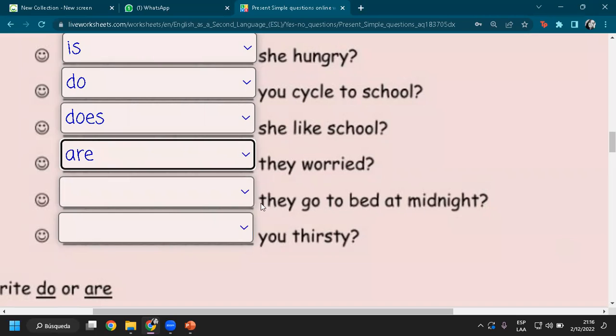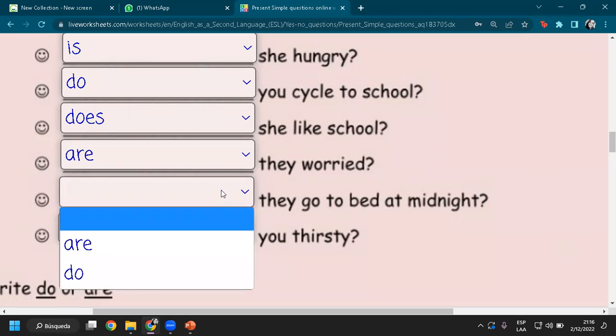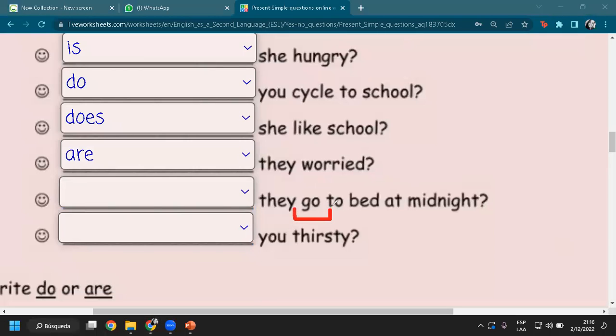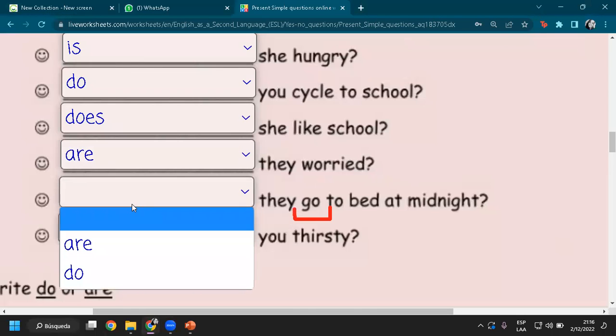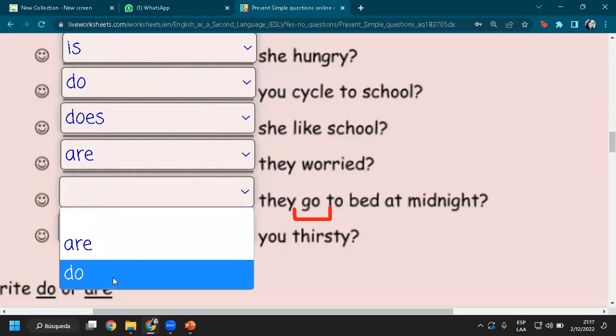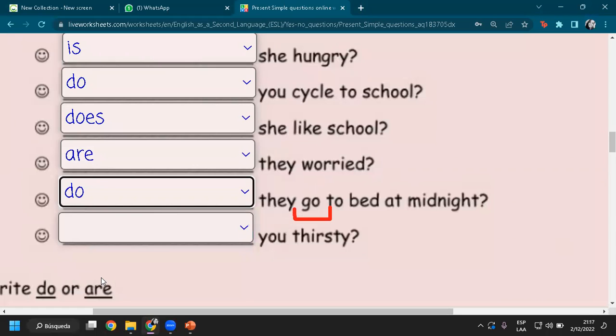All right, look at the next one. They go to bed at midnight. Are they or do they? Okay, pero look, tengo go aquí. Do they go to bed or are they go to bed? Vamos a decir respuesta definitiva. Do. ¿Por qué? Porque aquí tengo otro verbo. Remember, vamos a usar el verbo to be cuando dentro de la oración ya no haya otro verbo.